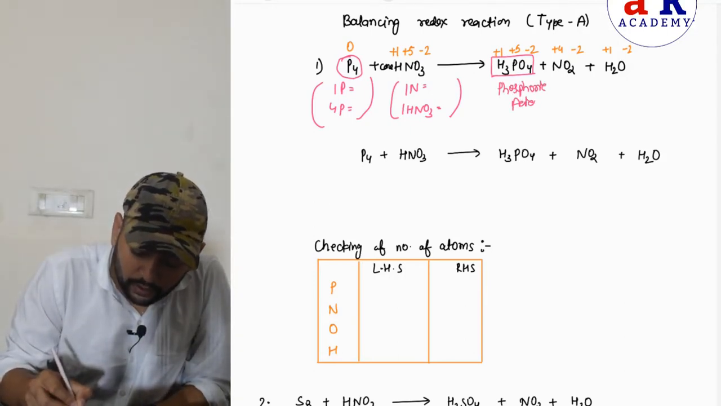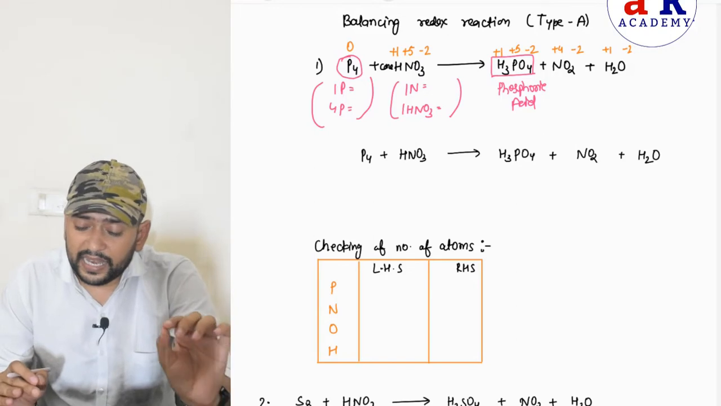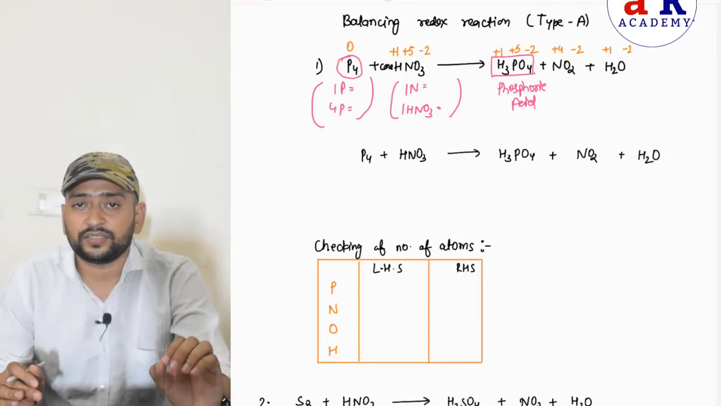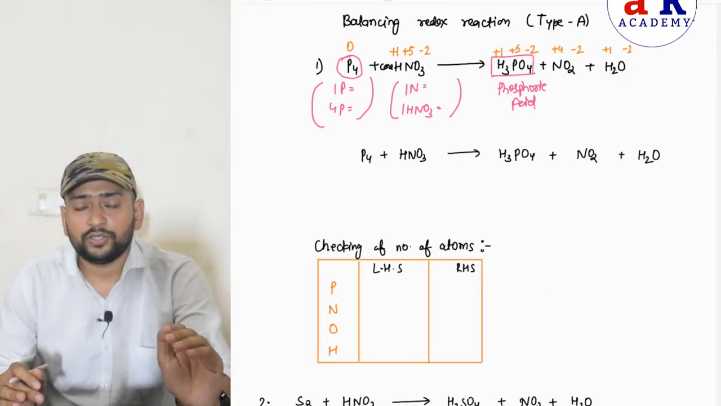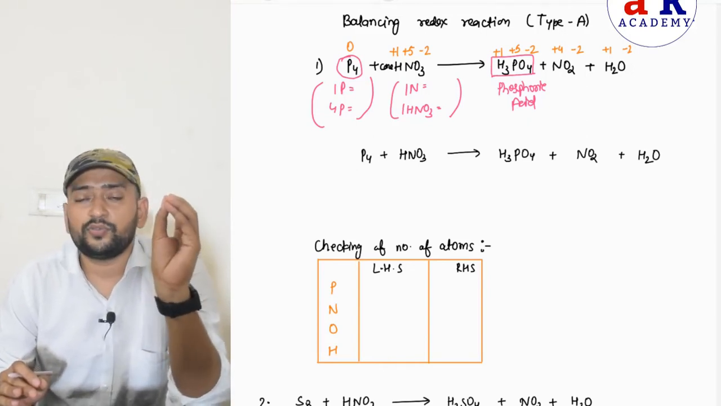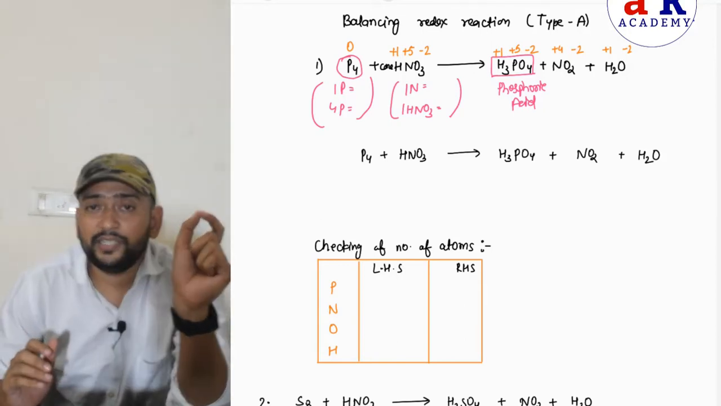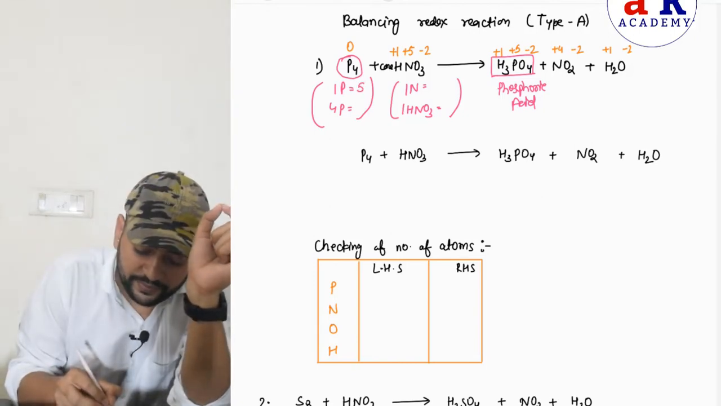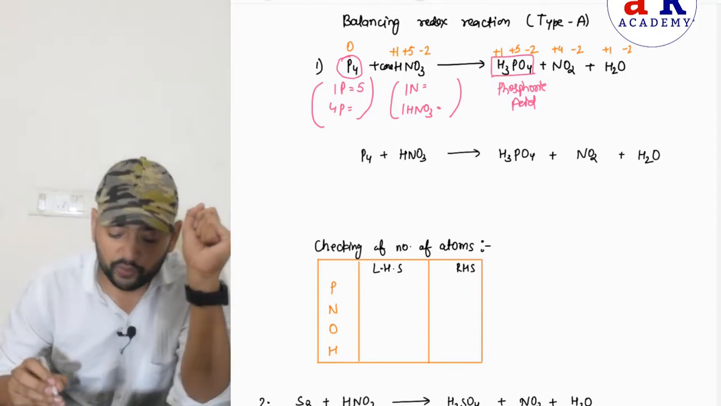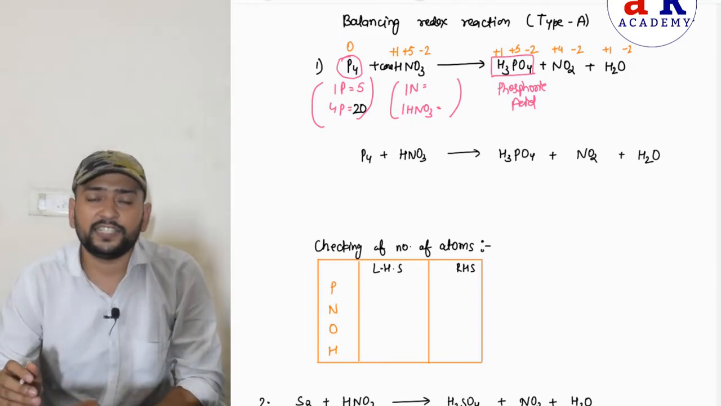Now, one phosphorus has oxidation state 0, and in the other compound, the oxidation state of phosphorus is +5. So what is the change? The total change per phosphorus atom is +5, right? It means that a total of 5 electrons are getting exchanged. So for one phosphorus, how many electrons are getting exchanged? You can write 5. And for 4 phosphorus, how many electrons would be exchanged? You can say a total of 20 electrons would be changed. So 5 into 4 means a total of 20 electrons are going to be exchanged.